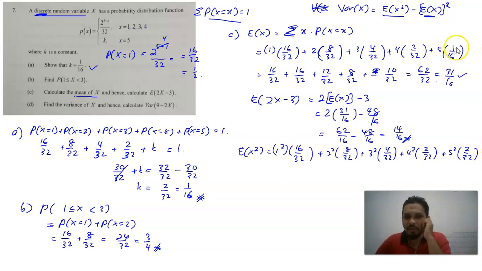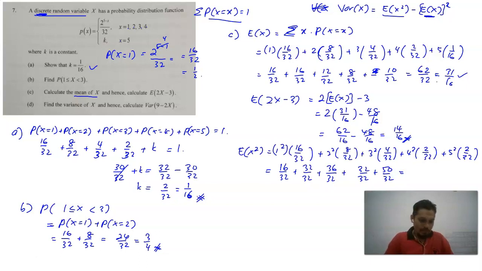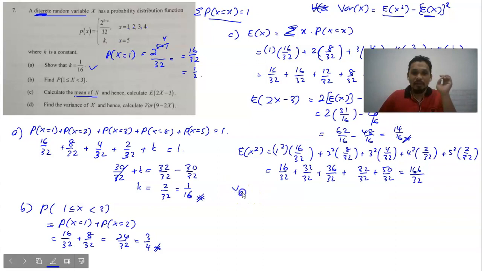Class, what if I change this into terms of 2 over 32? Will it be the same? 2 over 32, 2 times 5 equals 10. 10 over 32 is still the same. Okay. So now, 1 squared is 1, 1 times 16 equals 16 over 32. 2 squared equals 4, 4 times 8 equals 32 over 32. 3 squared equals 9, 9 times 4 equals 36 over 32. 4 squared equals 16 times 2 equals 32 over 32, plus 5 squared is 25, 25 times 2 equals 50 over 32. So 16 plus 32 plus 36 plus 32 plus 50 equals 166 divided by 32.